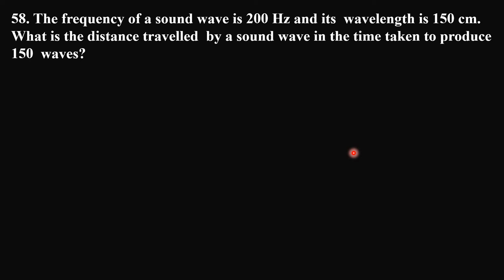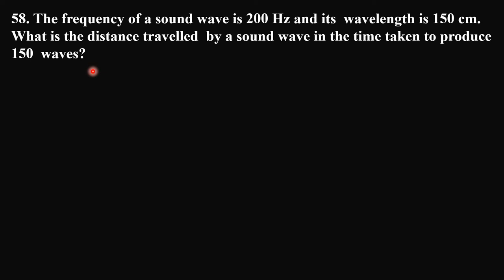So for a sound wave, the definition of wavelength here is the distance between two successive compressions or the distance between two successive rarefactions. Okay. Now frequency is given to you, wavelength is given to you. Now what is asked in the question? What is the distance traveled by a sound wave in the time taken to produce 150 waves?